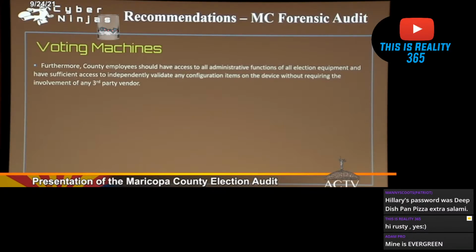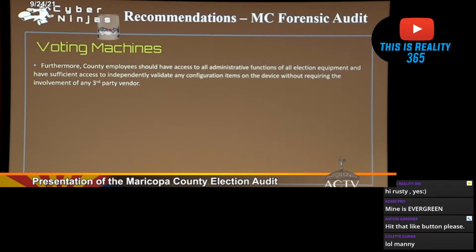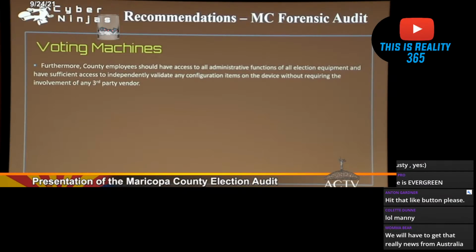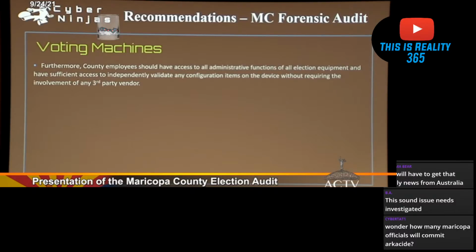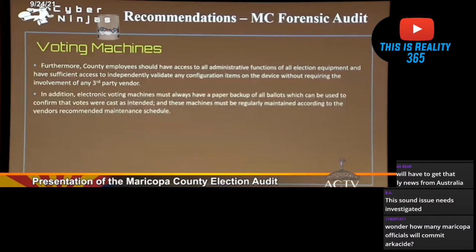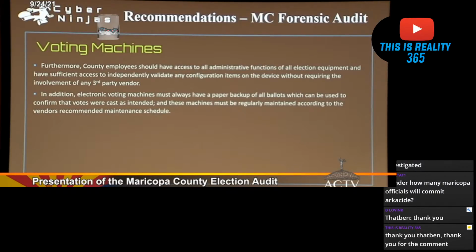We may use subcontractors for various different actions, but the responsibility always falls on the county, and therefore they need to always have all access. That should not be something they can relegate to somebody else. In addition, election and voting machines should have a paper backup of all ballots, which can be used to confirm the votes were cast as intended, and these machines must be regularly maintained to vendors' maintenance schedule.